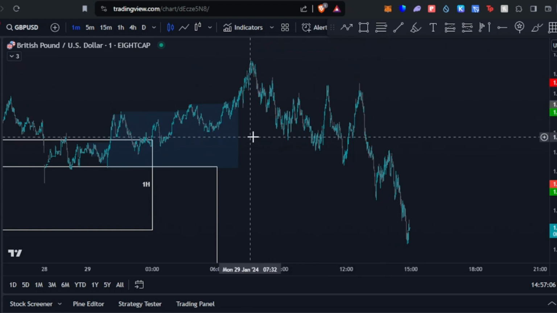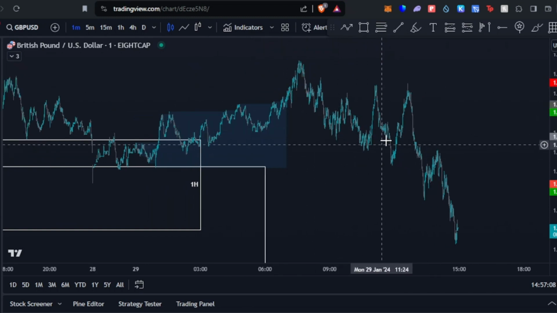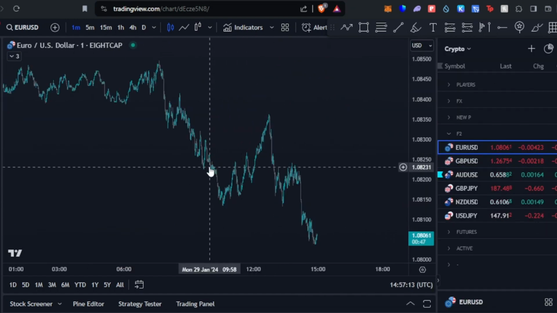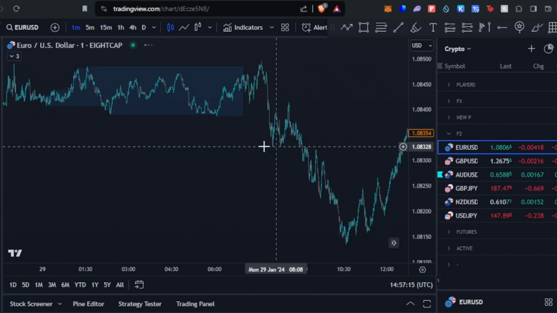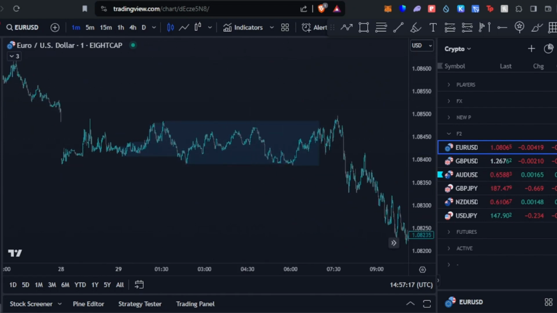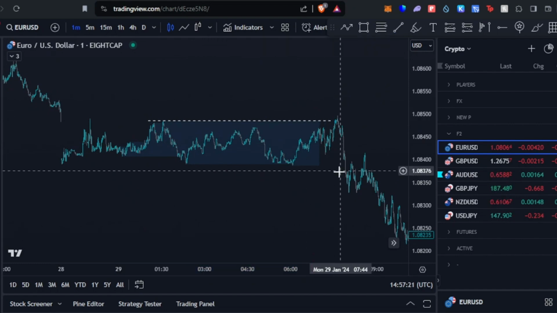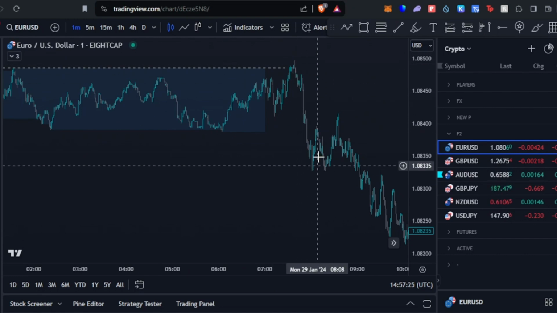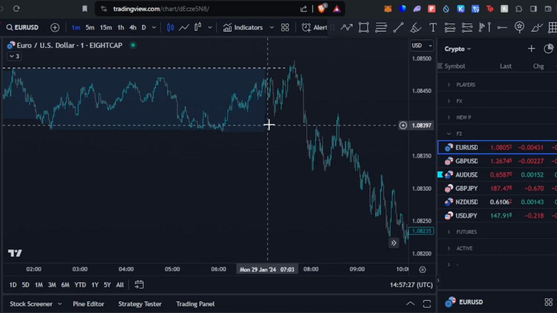So let me remove everything from the charts, and the first thing that I want to talk about is actually the correlation between EU and GU. So this morning when I came onto the charts, the first thing that I saw was that we actually took out the Asia highs right there. And after we took out the highs, we had a rapid drop taking out the Asia lows.